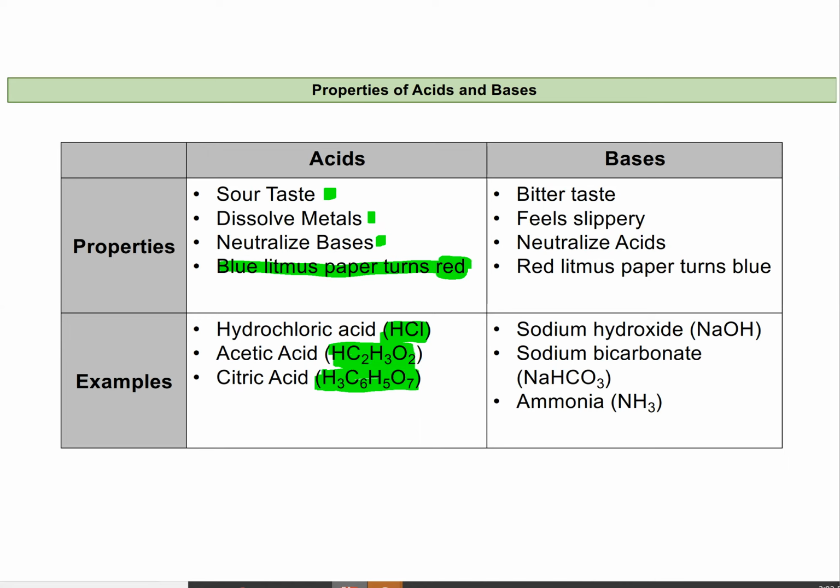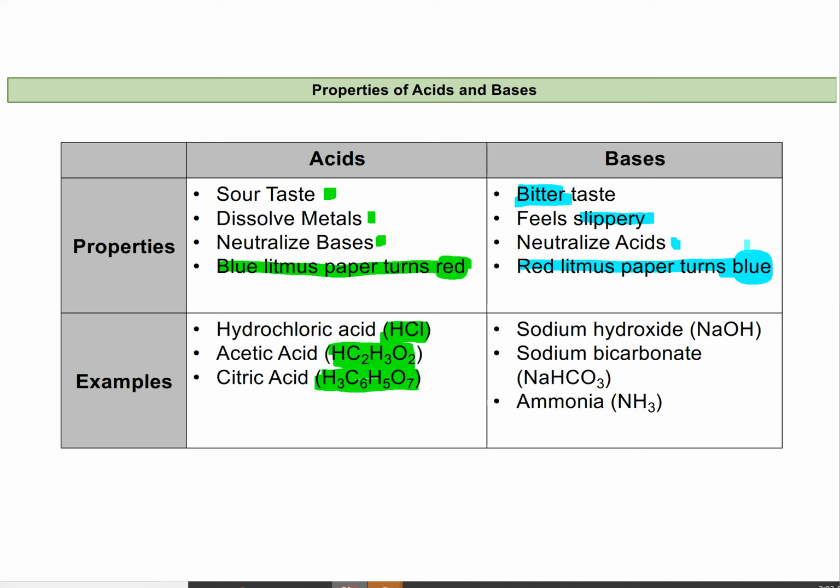And for bases, rather than tasting sour, these are actually going to have a bitter taste. And to the touch, they would feel very slippery. So that's a good indication that you have gotten a base on your hand. If you think about soap, soap feels very slippery and it's very basic. Like acids neutralize bases, bases in fact neutralize acids. And instead of turning litmus paper red, we'll see it turn litmus paper blue to indicate that there's a base.